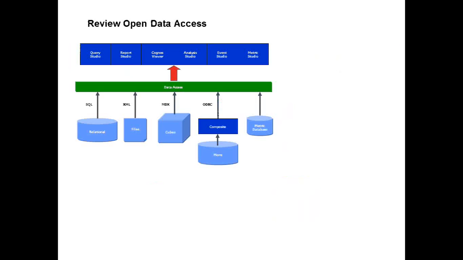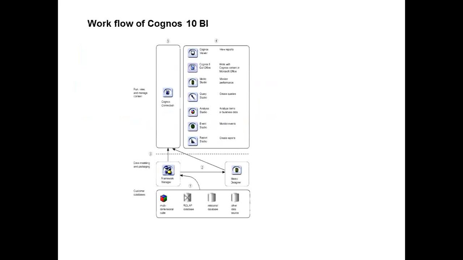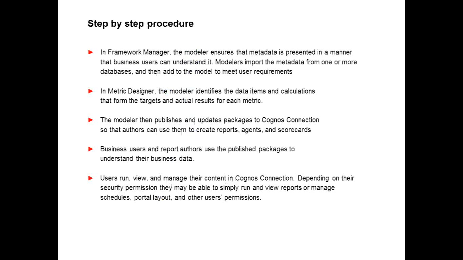So the same with different data sources like SQL, XML, MDX, anything. It's open data access. Right, as we discussed. So the workflow will be like this, the same information: the data sources go from Framework Manager to Metric, or directly from Framework Manager to Cognos connection, and then it will be distributed from there. The same workflow. Here I have just given it step by step in our wording.